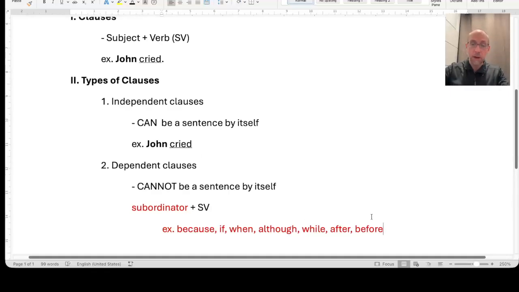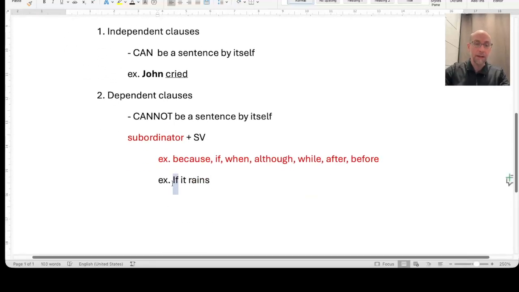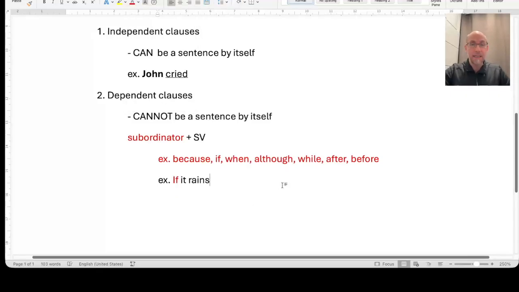And you can probably feel it if we take one of these and put them at the front of a clause. If it rains. Okay, by putting that little if right there, you know that that's not a complete sentence. If it rains, yes, keep going, keep going. So by putting that if there, it's no longer complete.